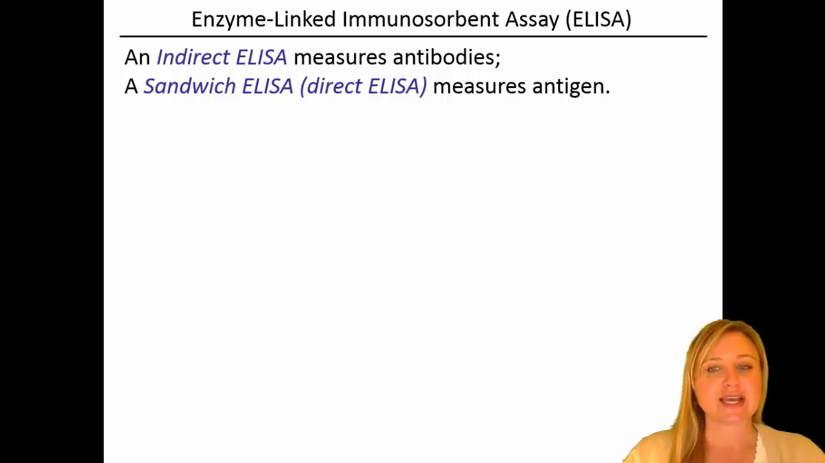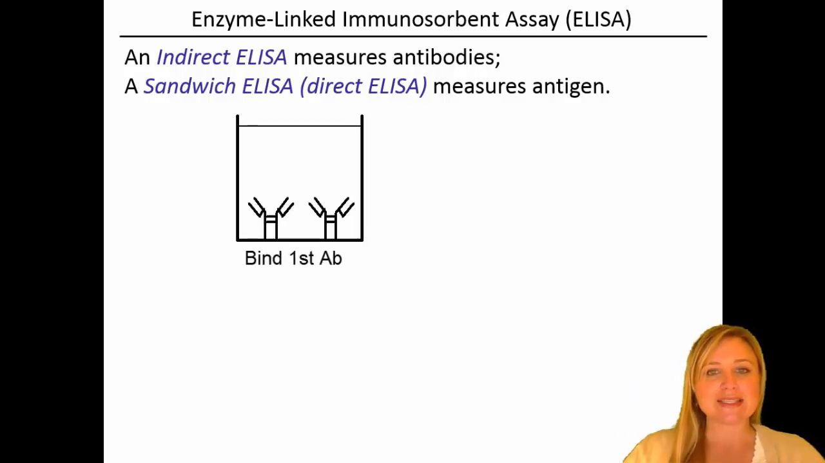So if we're going to detect an antigen, instead of binding an antigen into the ELISA well, we bind antibodies. We call these our capture antibodies. We bind our capture antibodies, and this is going to specify what the ELISA is going to measure, because next we're going to add in our patient samples. And if there's that particular antigen that we're looking for, it's going to bind to these antibodies.